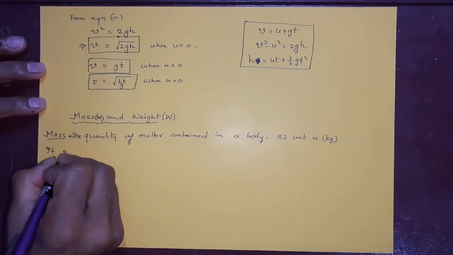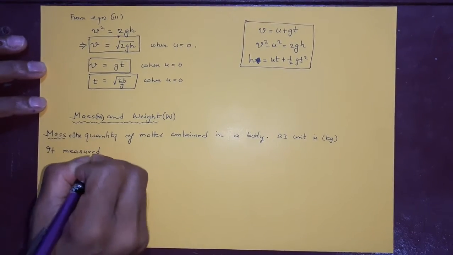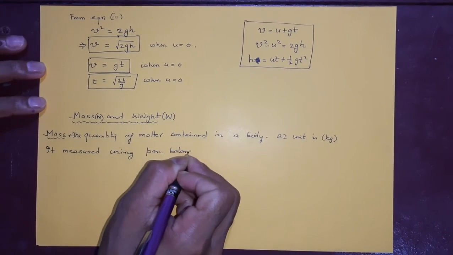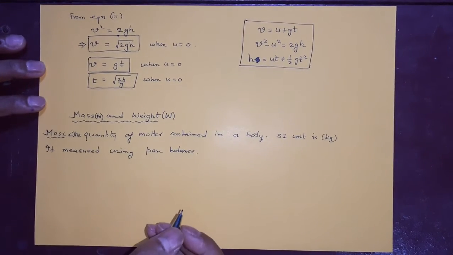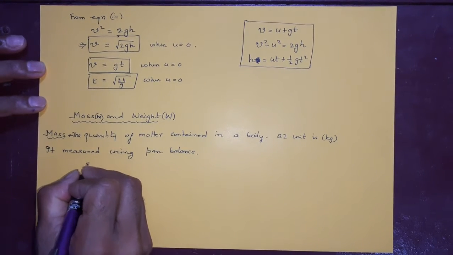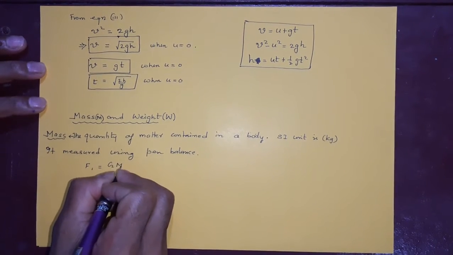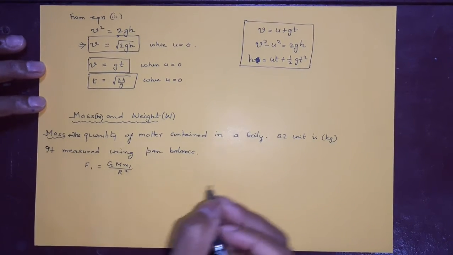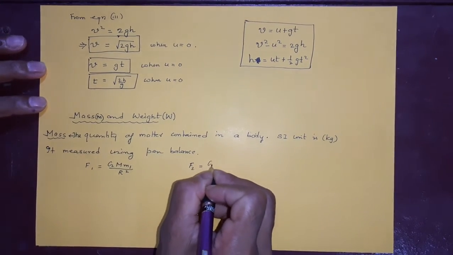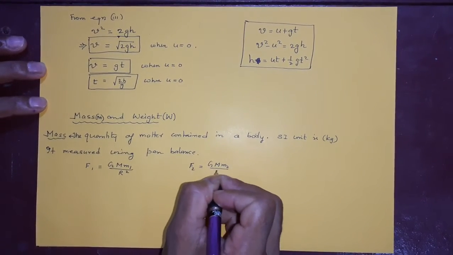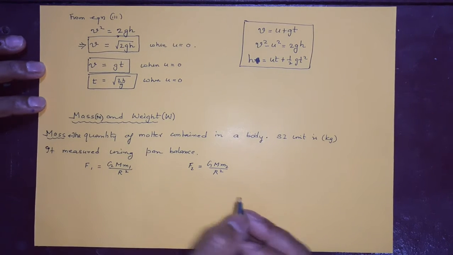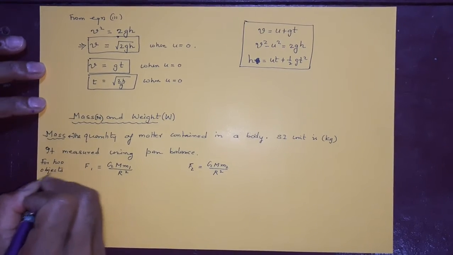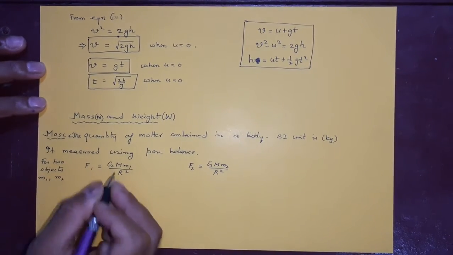It is measured using a pan balance, that is a common balance, okay. The balance that we use to measure anything is simply measuring. How do we measure? Because F1 equal to GMm1 by r square, right, for one object. Another object, GMm2 by r square for two objects, okay. For two objects m1 and m2, this is true.